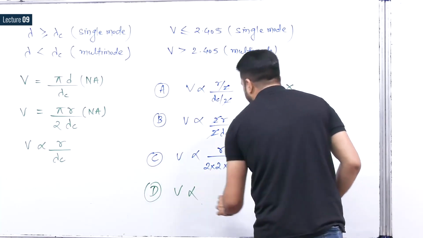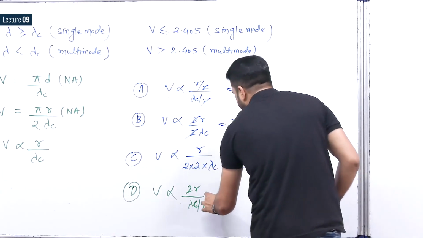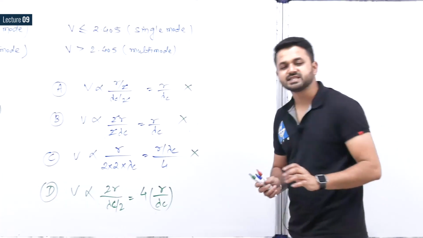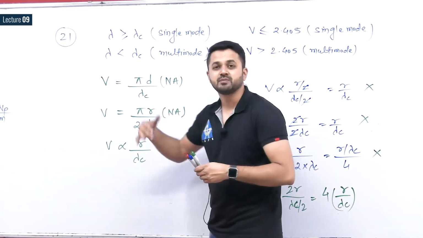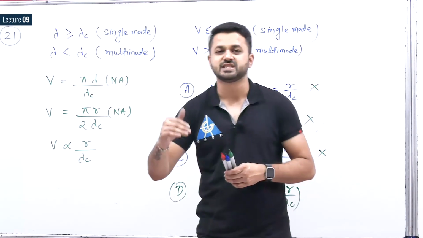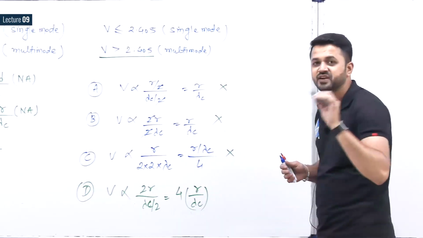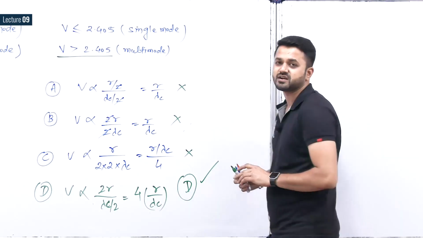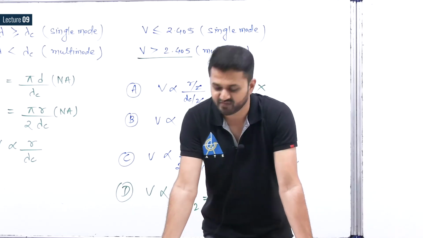And now we are saying that if this R is doubled and the cutoff wavelength is halved, then we are having R upon lambda C multiplied by a factor of 4. That means now this 2.405 should be multiplied with the 4, that means the value of V is now increasing. So if the value of V is greater than 2.405, it works in a multi-mode. So option D would be the correct one. The correct answer for this question is radius is doubled and the operating wavelength is half.